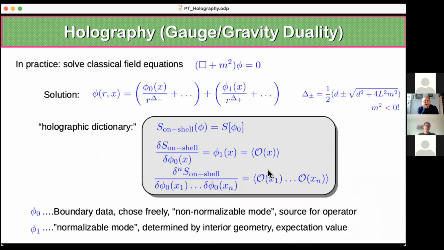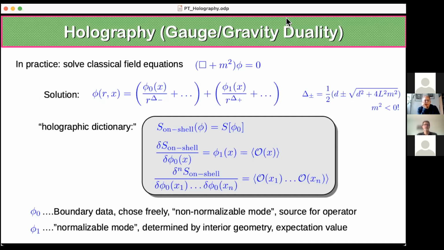So here it's a little bit more in detail for a scalar field. In practice, what you do is you do this in a semi-classical approximation. You solve classical field equations and plug them, in a sort of saddle point approximation, into the classical gravity action. And this should be a good approximation when you are at this limit of infinite coupling in the dual field theory.